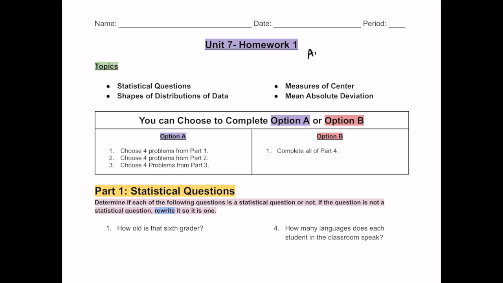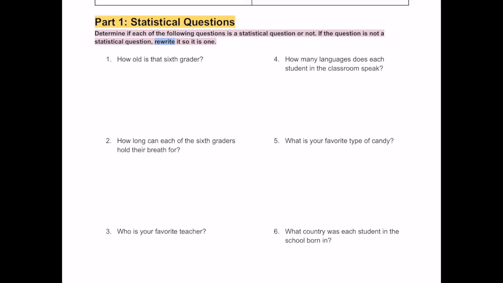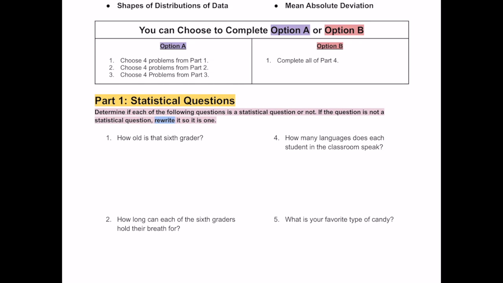Hey everyone, in this video I'm going to be making an answer key for the Unit 7 Homework 1 problem set. So let's get right into it. So for part 1, let's take a look at the question. We have to look at the directions. It says determine if each of the following questions is a statistical question or not, and if the question is not statistical, then rewrite it so that it is one.